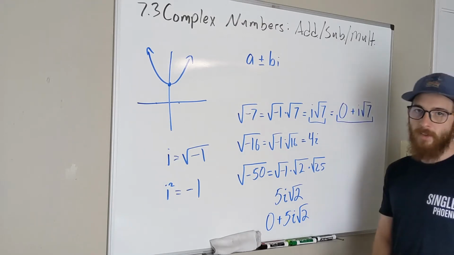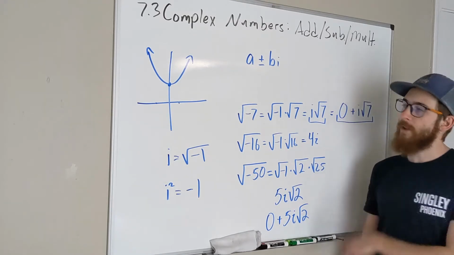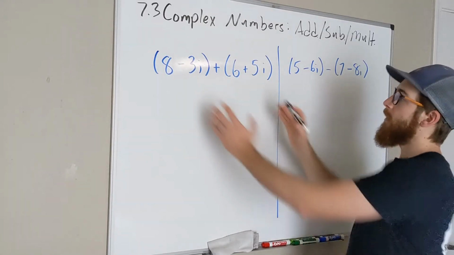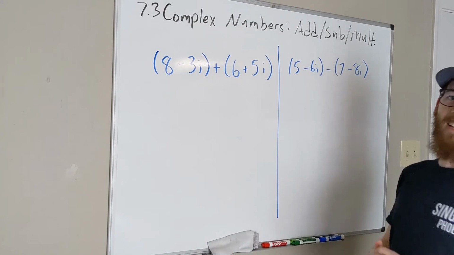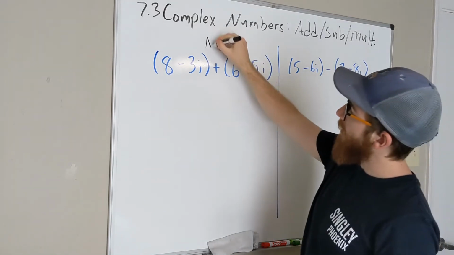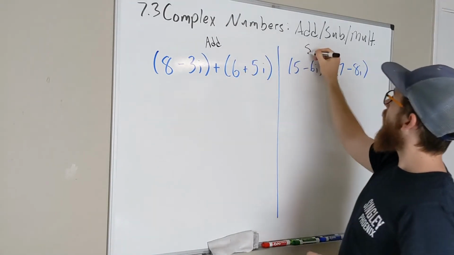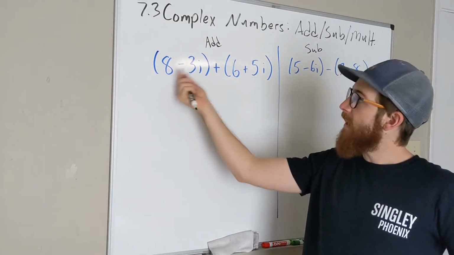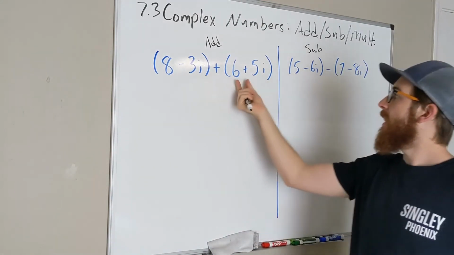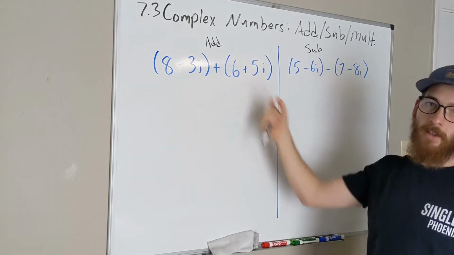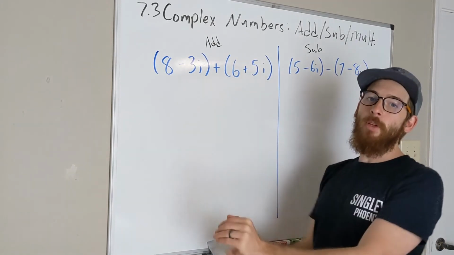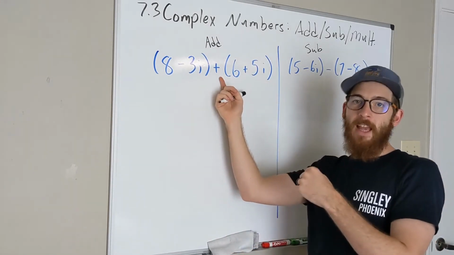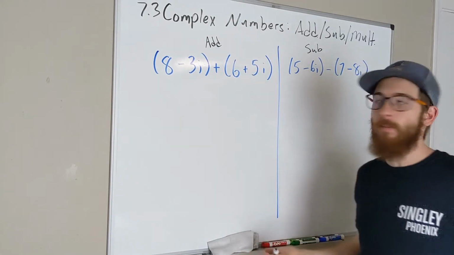This is just an intro into complex numbers. Now what I want to do is look at the idea of adding and subtracting complex numbers. You notice, here's my a minus bi, a plus bi. Just like polynomials, where we would drop the parentheses if it was a positive, and then add like terms, we're going to do the same thing.